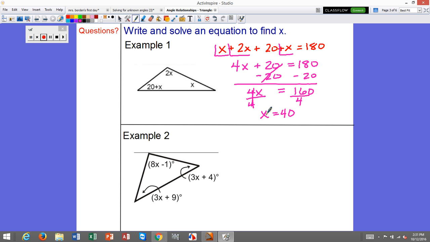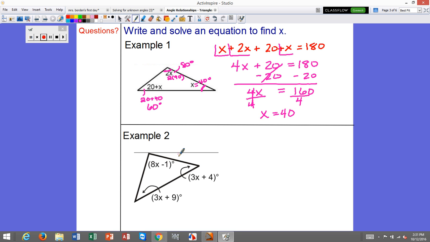Now that we know the value of x, we can determine the value of each angle. So this angle right here, because the expression is x, equals 40 degrees. This value right here would be 2 times x, so 2 times 40 would make this angle worth 80 degrees. And lastly, we have 20 plus x, so 20 plus 40 would make this angle worth 60 degrees.